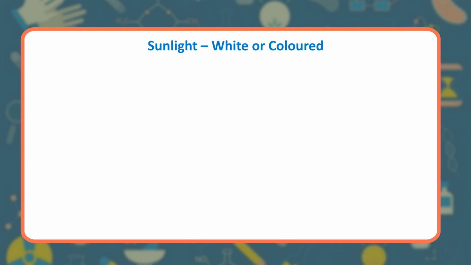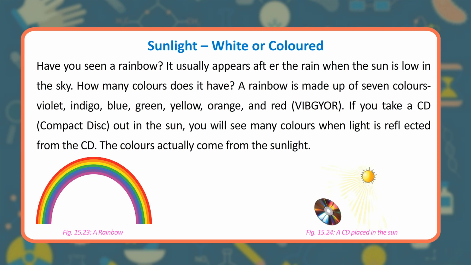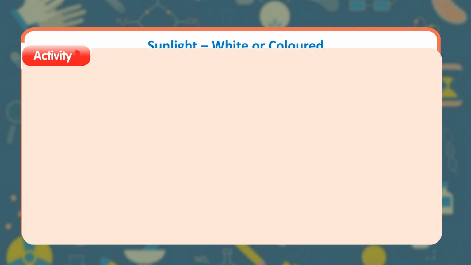Sunlight, white or colored. Have you seen a rainbow? It usually appears after the rain when the sun is low in the sky. How many colors does it have? A rainbow is made up of 7 colors: violet, indigo, blue, green, yellow, orange, and red. VIBGYOR. If you take a CD, compact disc, out in the sun, you will see many colors when light is reflected from the CD. The colors actually come from the sunlight. Rainbow. A CD placed in the sun.